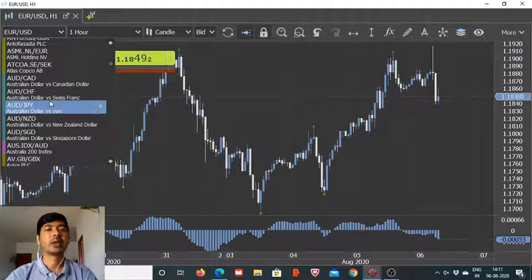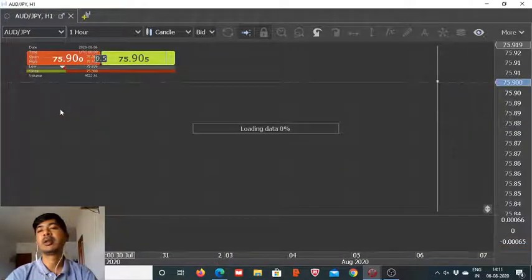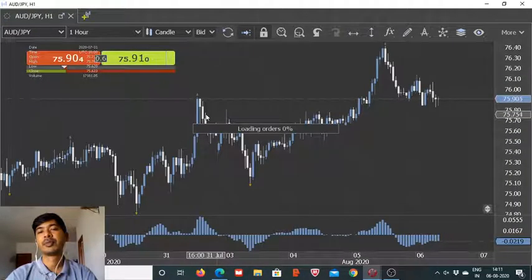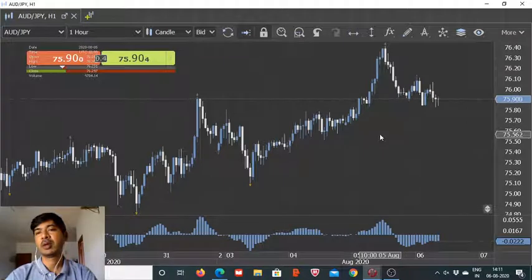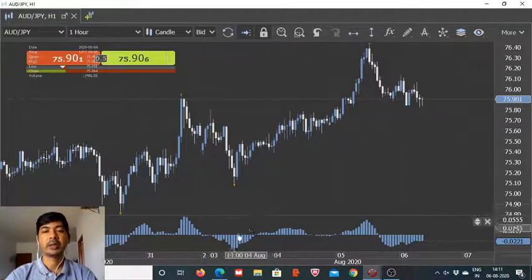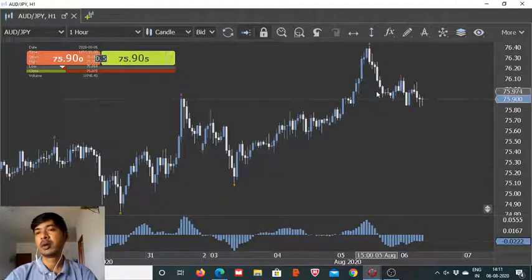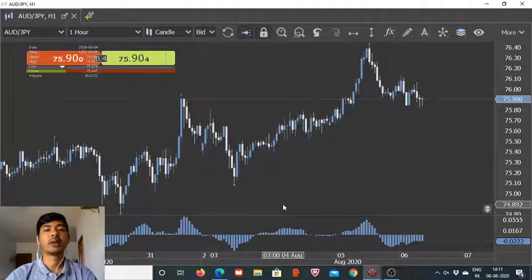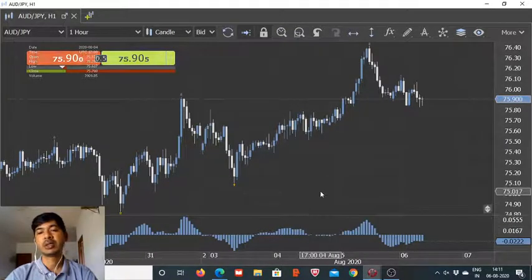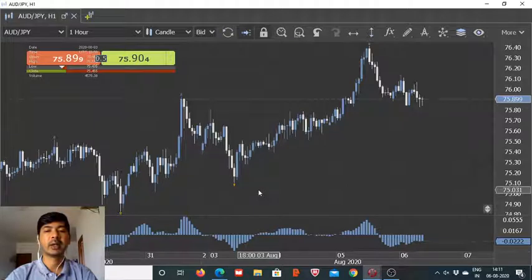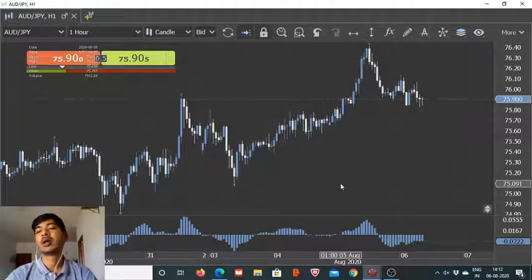Here comes the Australian dollar versus Japanese yen. Okay, here we have plotted it. As you can see, here is this change of momentum, and it is working better compared to the last instance we saw in the Euro USD. But that's not the point.